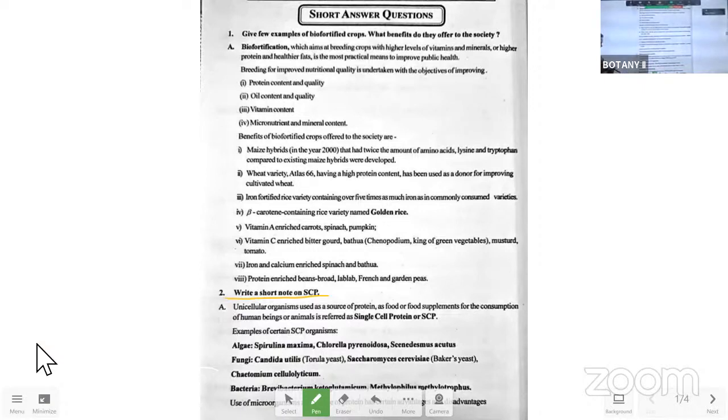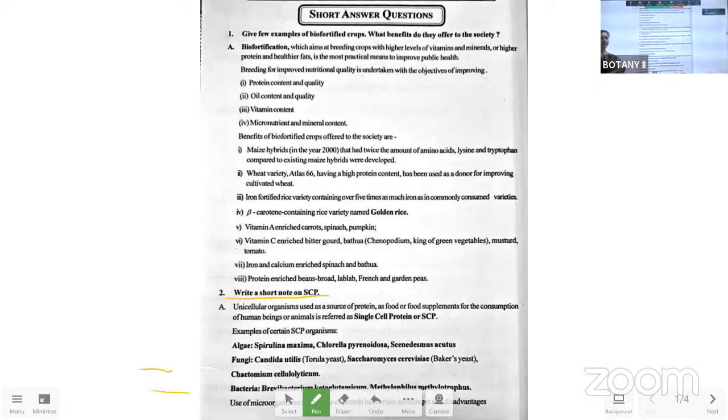So what is meant by SCP and what to write in the question booklet itself, we have to see here. SCP means single cell protein. That means when we extract proteins from unicellular organisms, those proteins are called SCP, single cell proteins. So first of all, what is meant by SCP? Full form we have to write. SCP means single cell proteins.